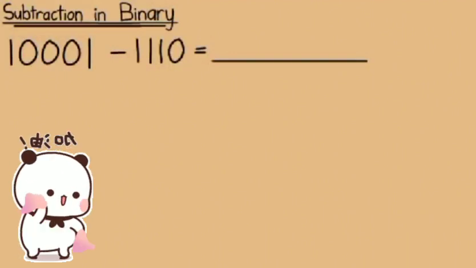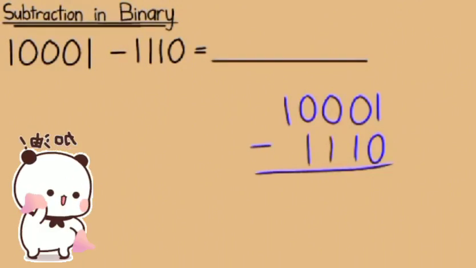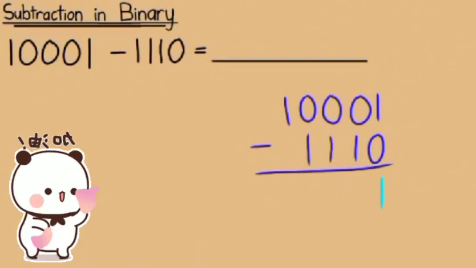How to do subtraction in binary. Subtract the given numbers. 1 minus 0 is 1. 0 minus 1 cannot be, so borrow the number from 1 and the first 0 is changed to 2. Borrow the 1 from 2 and the second 0 is changed to 2. Borrow the 1 from 2 and the third 0 changes into 2. So 2 minus 1 is 1, 1 minus 1 is 0, and 1 minus 1 is 0. So this is the answer of the given binary subtraction.